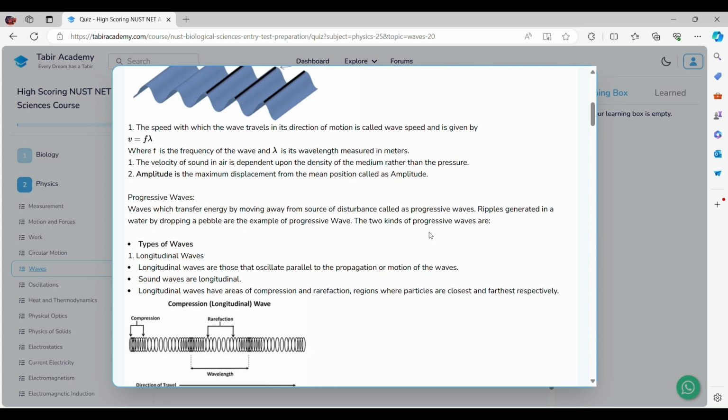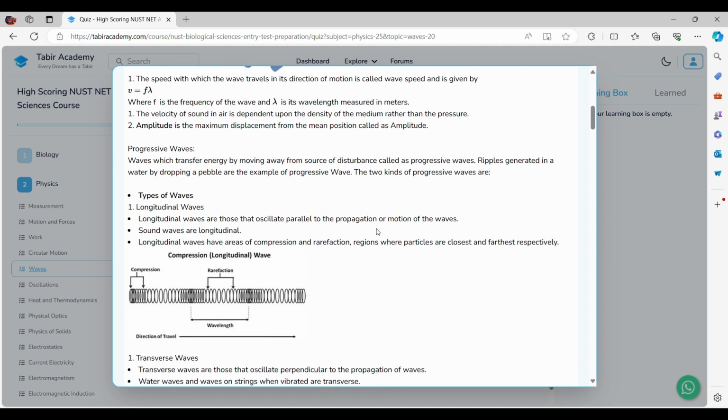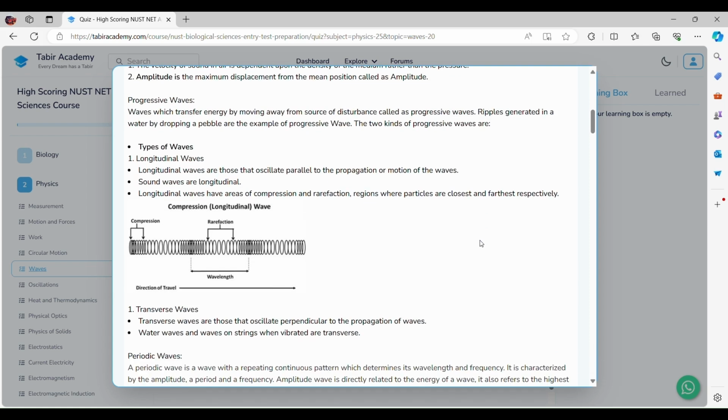Progressive waves. Waves which transfer energy by moving away from the source of disturbance are known as progressive waves. Ripples generated in water by dropping a pebble are an example of a progressive wave. Two kinds of progressive waves are longitudinal and transverse. Longitudinal waves are those that oscillate parallel to the propagation or motion of the waves. Sound waves are always longitudinal. Longitudinal waves have areas of compression and rarefaction, regions where particles are closest and farthest, respectively.